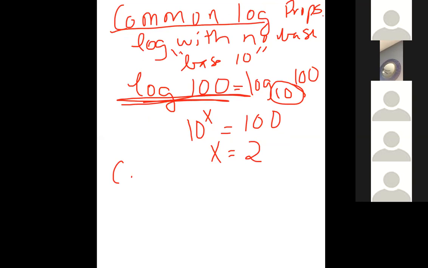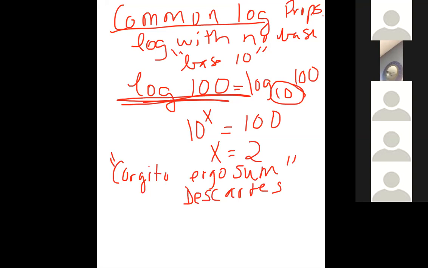Cogito. I think it's cogito. I might have a spelling error there. Ergo sum. And that was one of our great philosophers slash mathematician Descartes, as in the Cartesian coordinate system. Cogito ergo sum. What does that mean? I mentioned this to you guys before. Do you guys remember what that means?